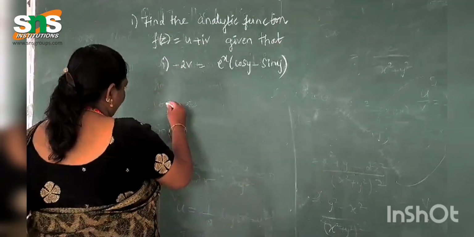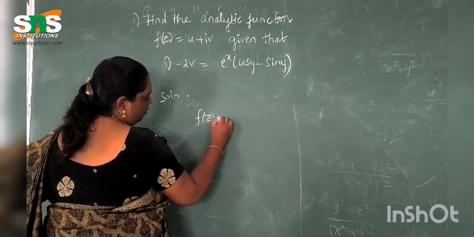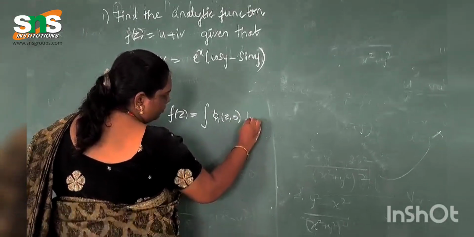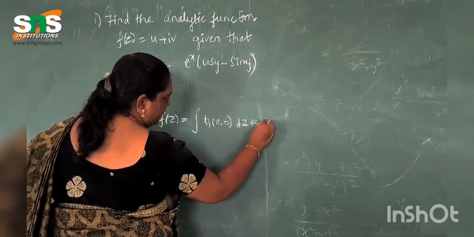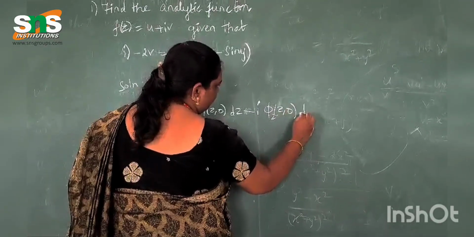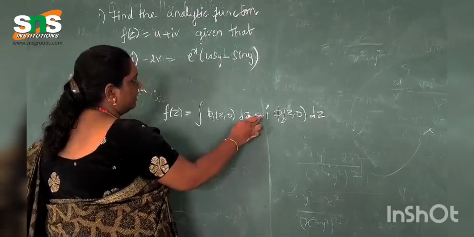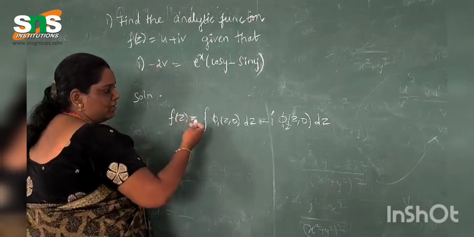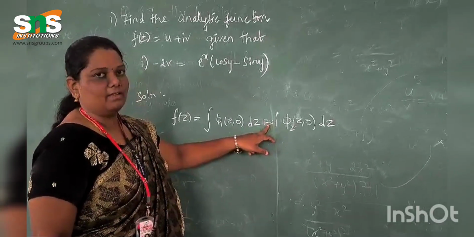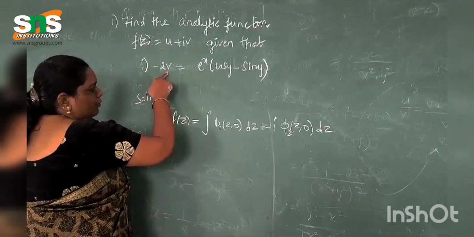The formula for the Milne-Thomson method is f of z equal to the integral of phi 1 of z comma 0 into dz, minus or plus i into phi 2 of z comma 0 into dz. Here we have to put a negative symbol if they have given real values; if they have given complex values, then we have to put plus here. Now we are going to find a function with respect to minus 2v.